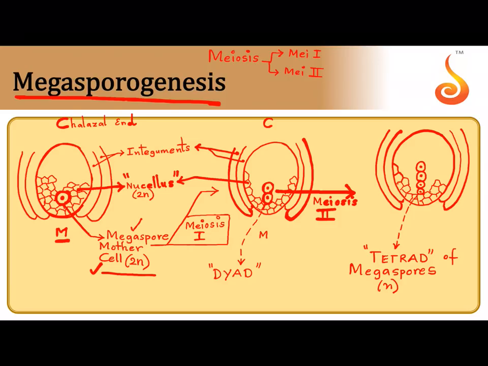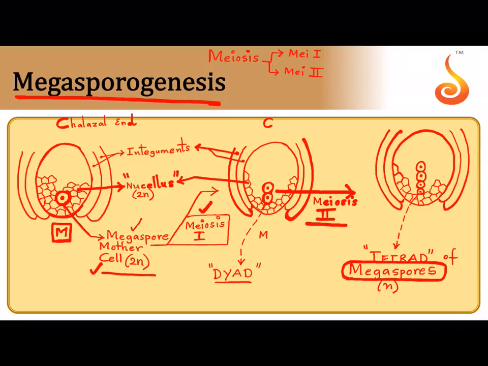A megaspore mother cell gets differentiated from the nucellus on which side? On the micropylar end of the ovule. Then it underwent what? Meiosis 1 to form a set of two cells. We didn't call them megaspores yet. These two cells will now undergo meiosis 2 to form a set of four cells. What are these haploid cells? Why are they haploid? Because they are the product of meiosis. And what are these cells now referred to as?